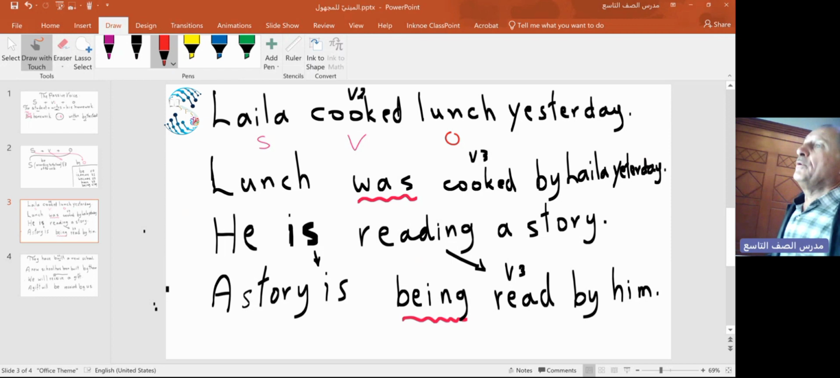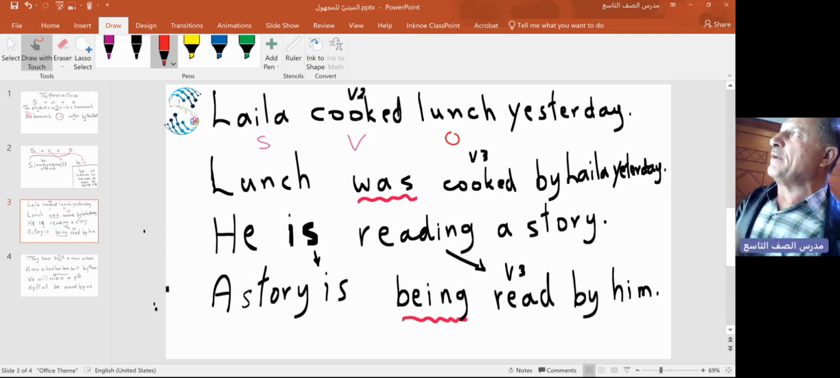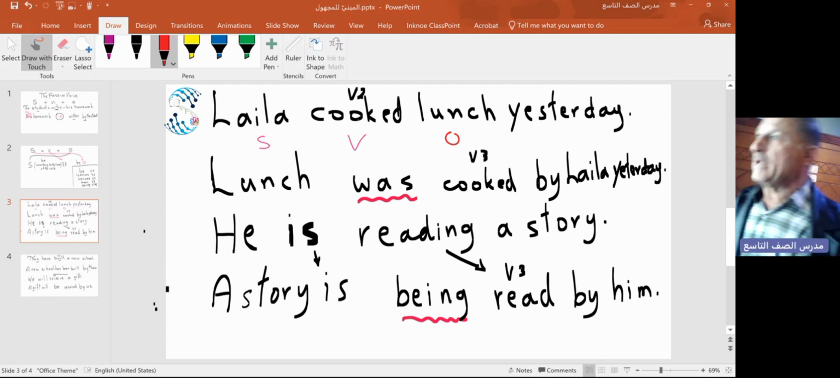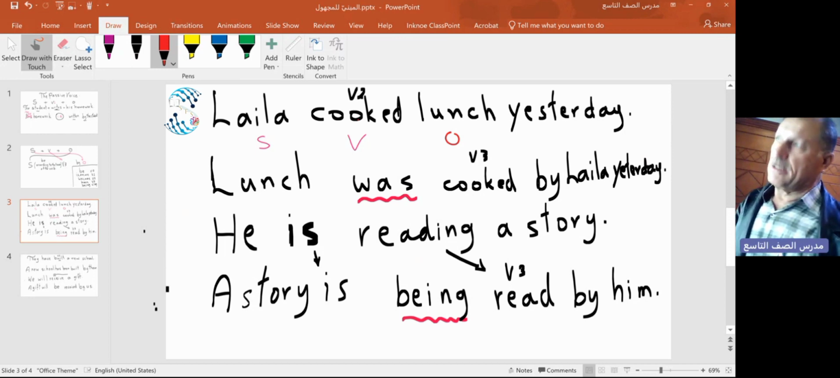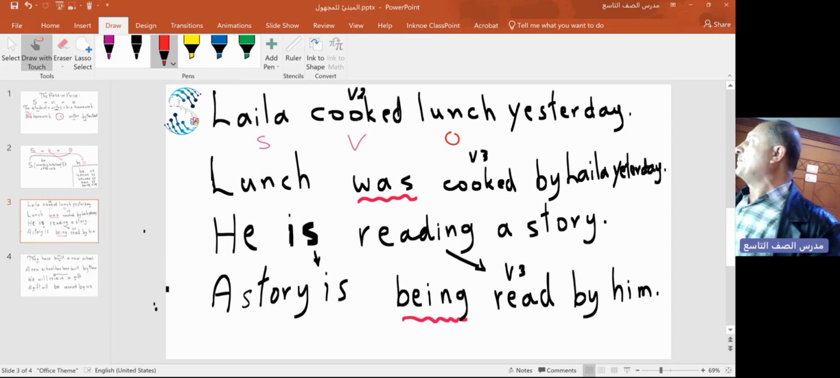Now the object becomes a subject. We say lunch, and here we have the verb in verb 2, so we put was or were, and lunch takes was because it's singular. Lunch was cooked by Layla yesterday.